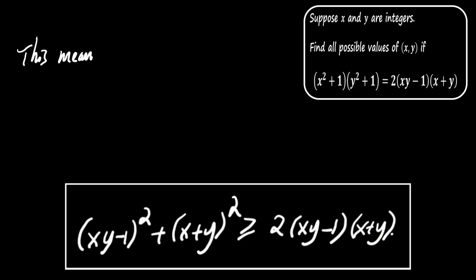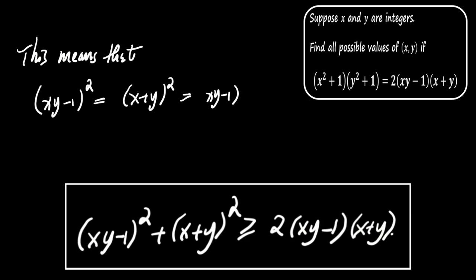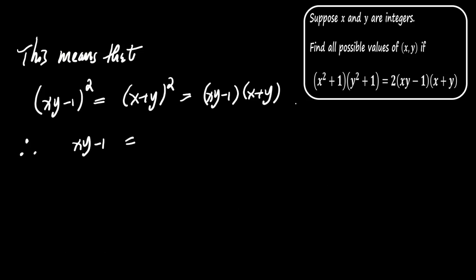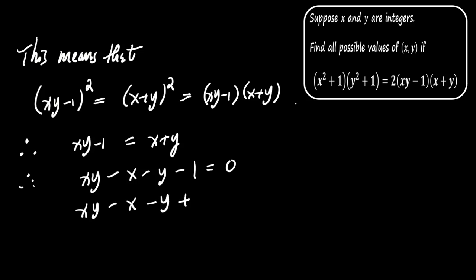Now, from the expanded form, we have (xy minus 1) squared equals (x plus y) squared. This implies xy minus 1 equals x plus y. Rearranging the equation gives xy minus x minus y equals 1, or (x minus 1)(y minus 1) equals 2.